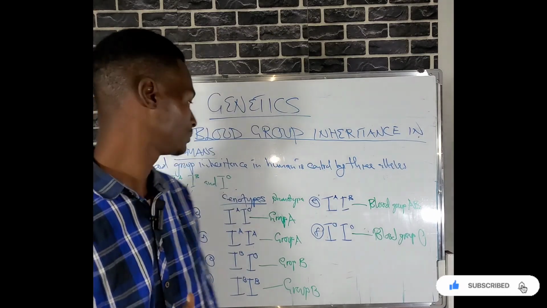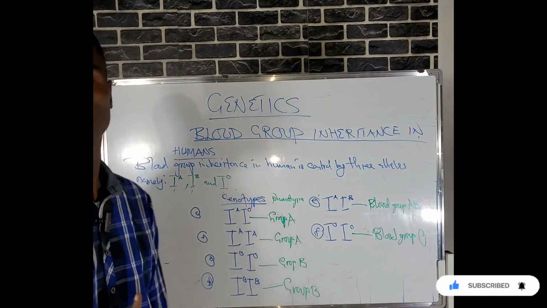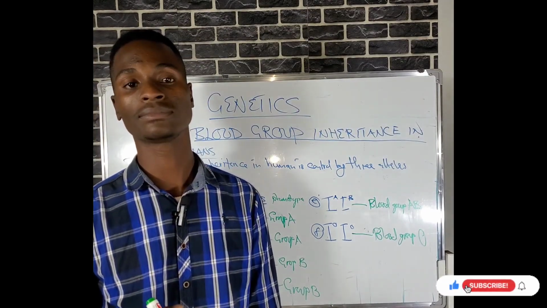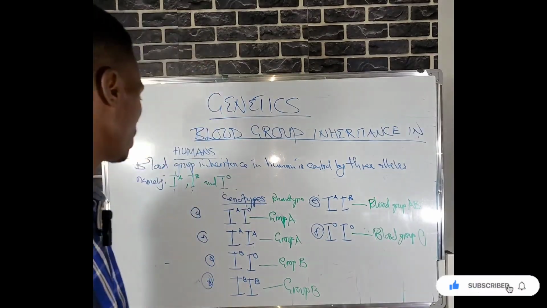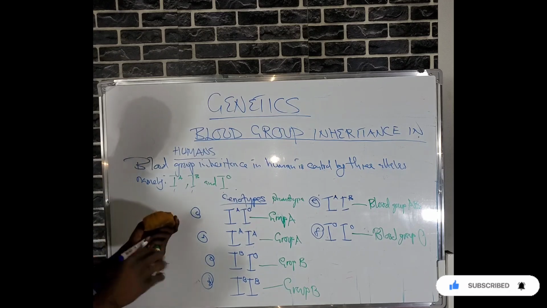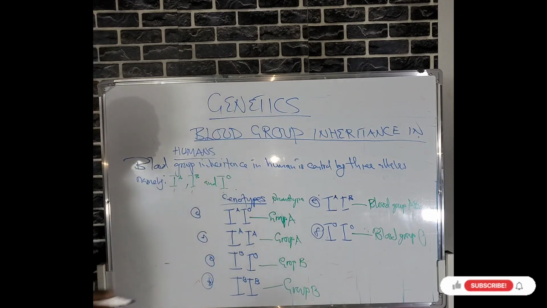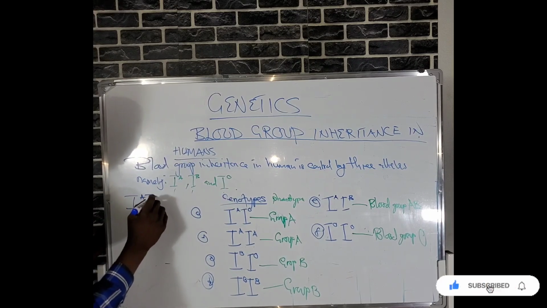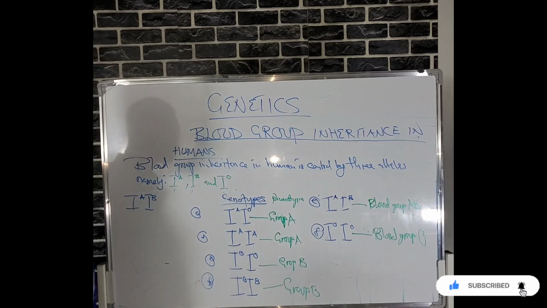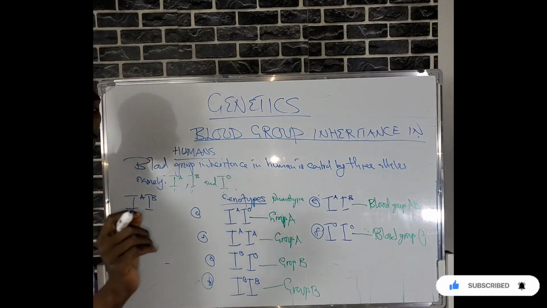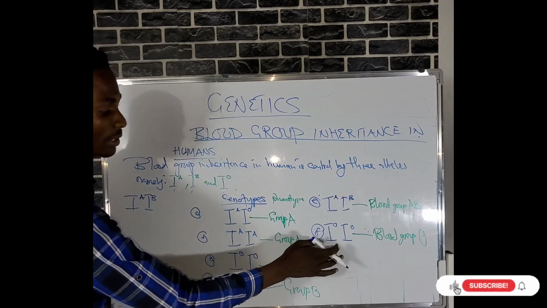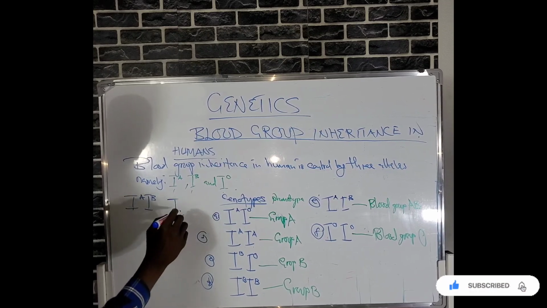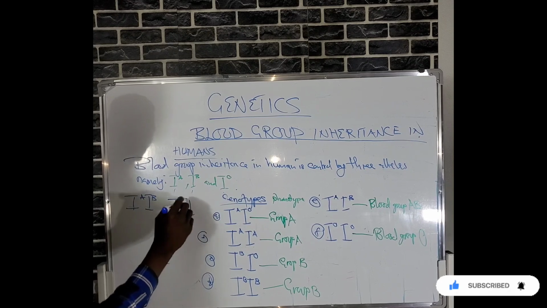If one of the parents has blood group AB and the other has blood group O, can they have a child with blood group O? Okay, so she's saying if one of the parents is blood group AB and the other one blood group O. Okay, so blood group O, you have no option but this one. Now, can they have a child with blood group O?